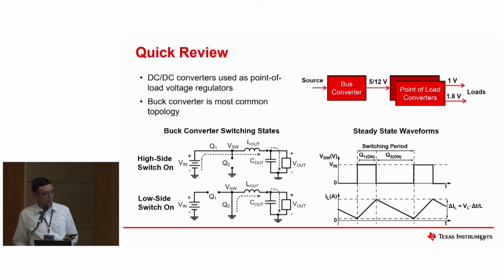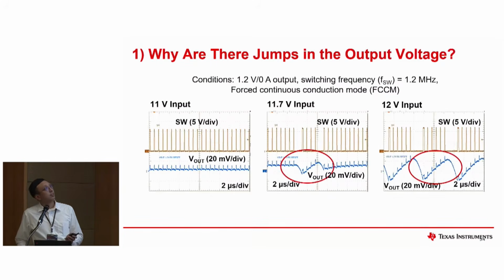So yeah, to get started. First situation: this is a buck converter where we're seeing some jumps on the output. This is with an output of 1.2 volts, 0 amps, so no load on the output. The switching frequency is 1.2 megahertz, and this is using forced continuous conduction mode.